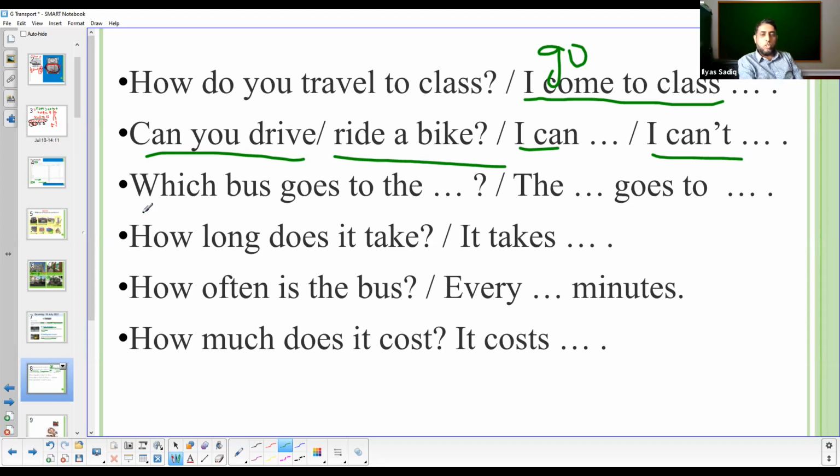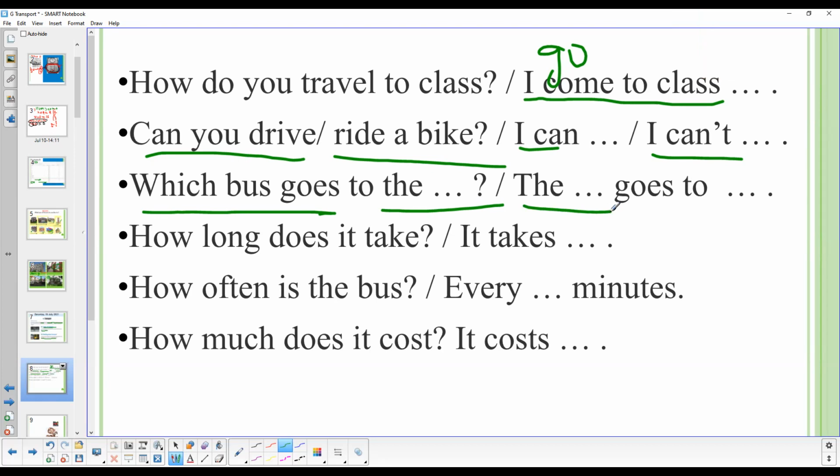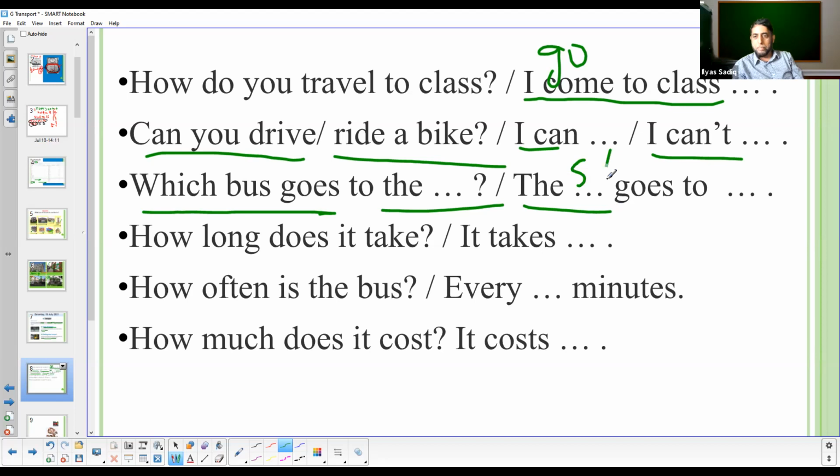Okay, which bus goes to the city? For example, if we want to ask which bus goes to the Piccadilly Centre, which bus goes to the school, which bus goes to the stadium, which bus goes to Manchester Hospital, and so on. So we can say the bus number. The number 56 bus goes to, or the name of the bus, whatever it is. So we can say that.